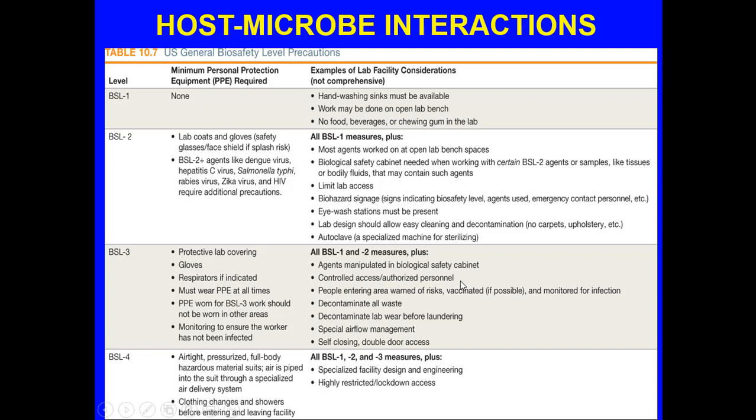Controlled access and authorized personnel, they do background checks on the persons, okay? People entering the area are warned of risks. They're vaccinated if possible. They're monitored for infection. They decontaminate all the waste, decontaminate the labware, special airflow management, self-closing, and double door access. Okay? Then you get to BSL level 4, and that's where you get into the space suits.